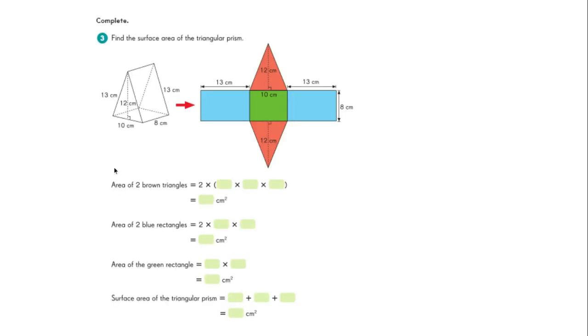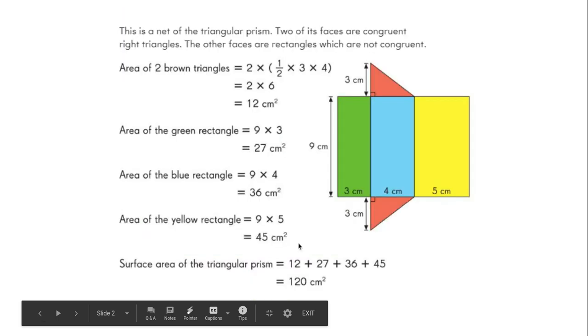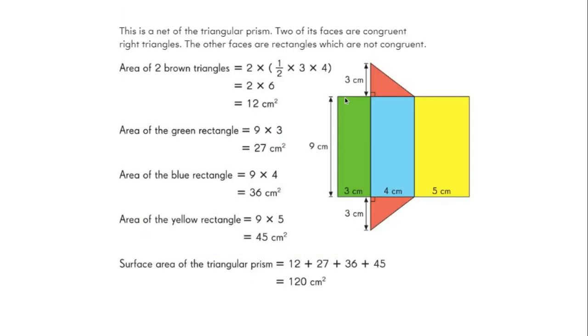Okay, moving on. Now let's look at the green rectangle. My length is 3, my width is 9. So multiply that together: 9 times 3 is 27 centimeters squared. And look at how nicely organized this is, because I'm going to have to use my 12 centimeters squared again and my 27 centimeters squared again.